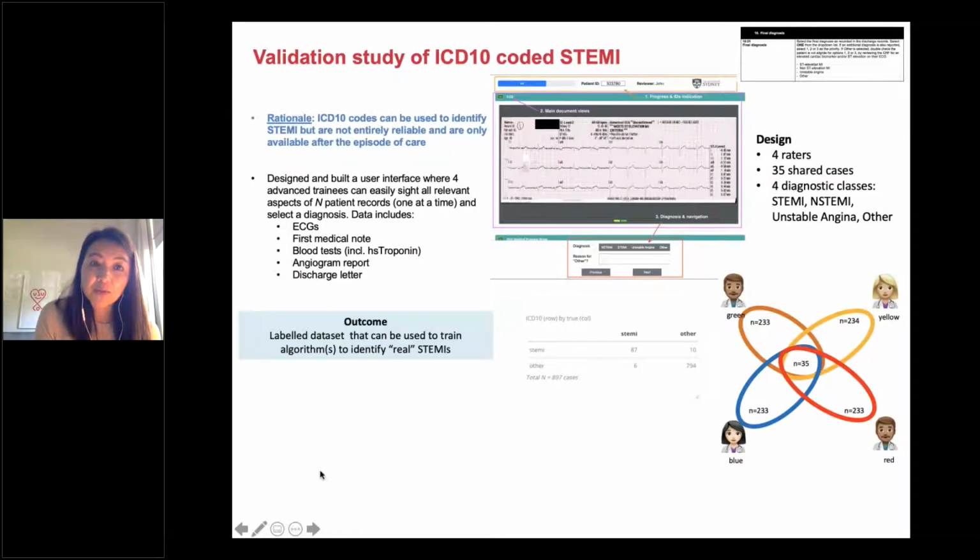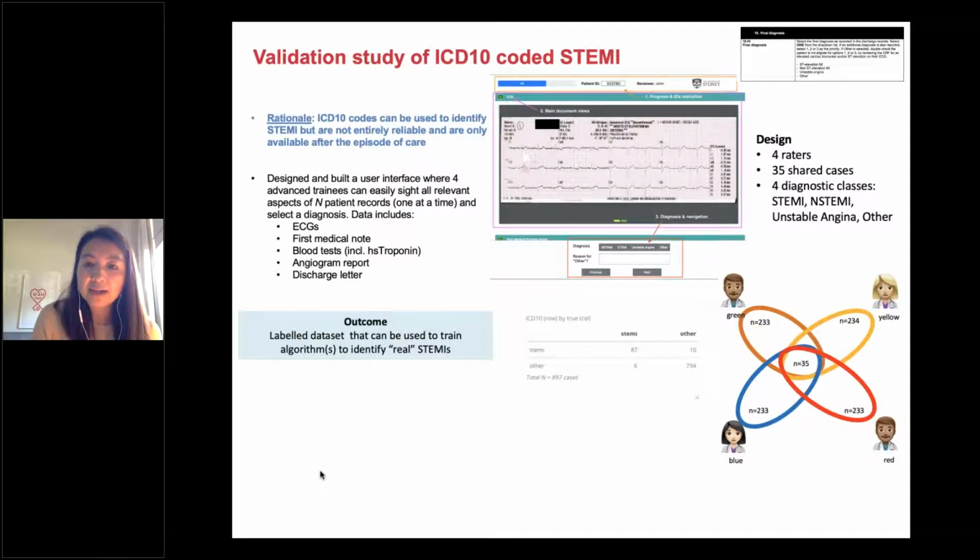So the first step was to perform a validation study of the ICD-10 coded STEMIs. What we were interested in was looking for missed ICD-10 coded STEMIs, as we hypothesized that they may not be completely reliable. So we designed and built a web user interface where we captured ECGs, first medical notes, blood tests, angiogram reports, and discharge letters for each episode of care.